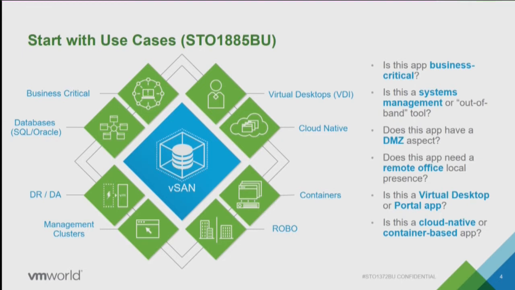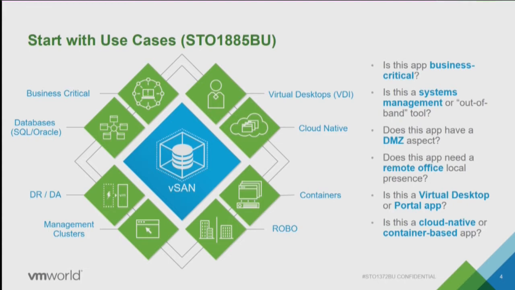ROBO is a licensing type. Two-node is an architecture. And there's a lot of confusion. Oh, we're going to do ROBO. Well, are you going to do the two-node architecture, or 3, 4? How are you going to do this? Well, we're going to do ROBO.